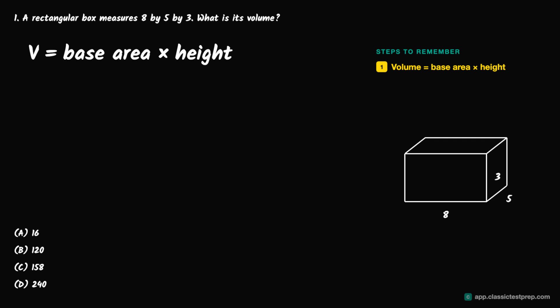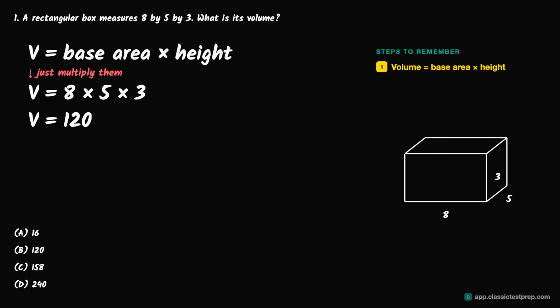Okay, so here's the skeleton key for volume questions. It's always the area of the base times the height. So it's actually just the numbers they gave you multiplied together, 8 by 5 by 3. That's literally what you multiply. So 8 times 5 times 3 is 120.